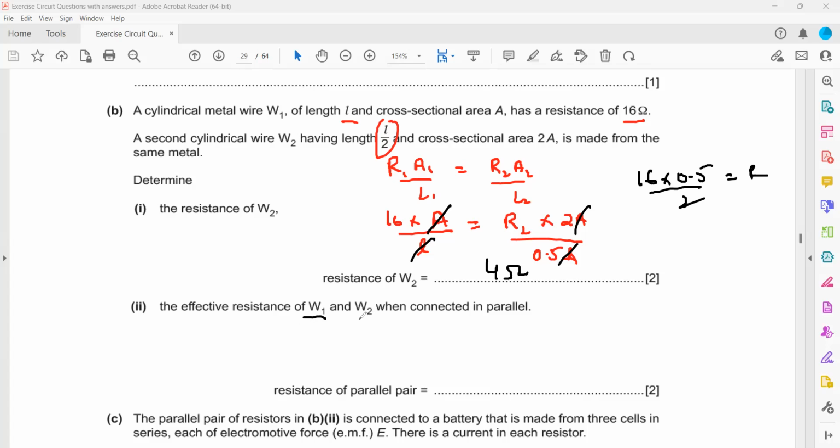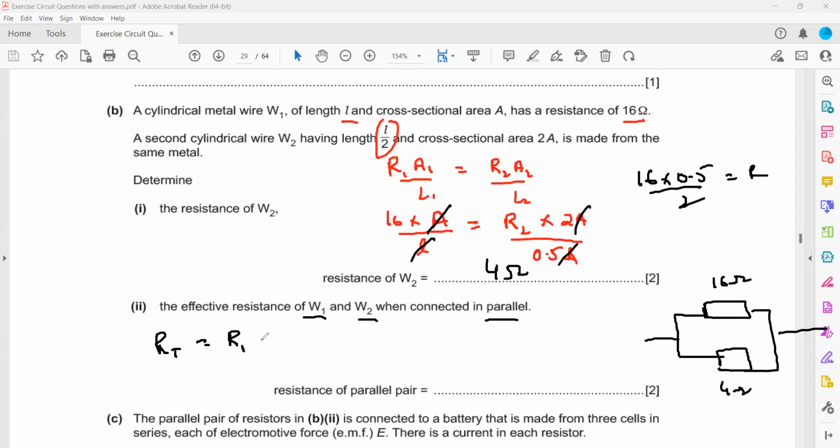Then the effective resistance of W1 and W2 connected in parallel. W1 has a resistance of 16 and W2 has a resistance of 4, and we want the effective or combined resistance. Whenever two components are connected in parallel, the combined resistance is the product divided by the sum. So the total resistance is R1 into R2 divided by R1 plus R2. So it will be 16 times 4 divided by 16 plus 4. 16 times 4 is 64, divided by 20. So this will be equal to 3.2, and the unit is ohm.